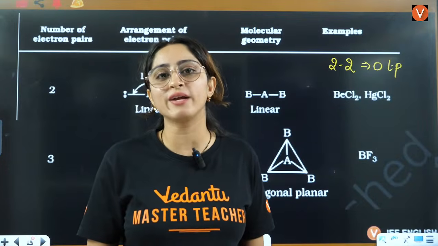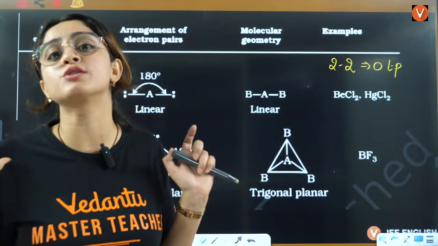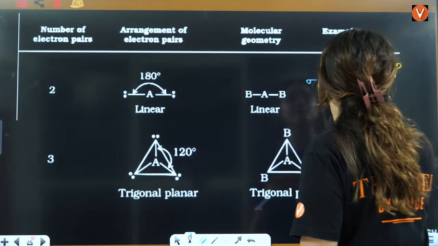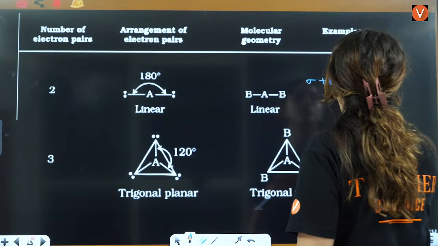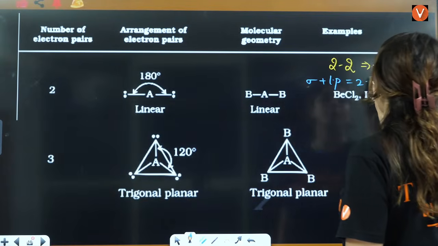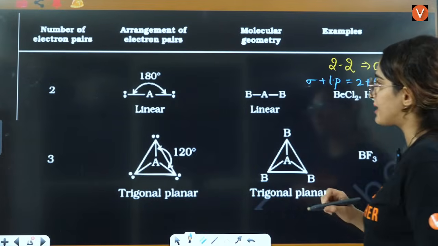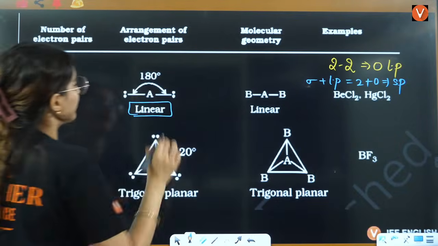You have to calculate that now. So that thing you should have, that I will have to calculate always, lone pair, right? Okay. So lone pair is 0. So that means sigma plus lone pair. Sigma bond is 2, 2 sigma bond plus lone pair is 0. So that is going to be sp. 2 means sp.